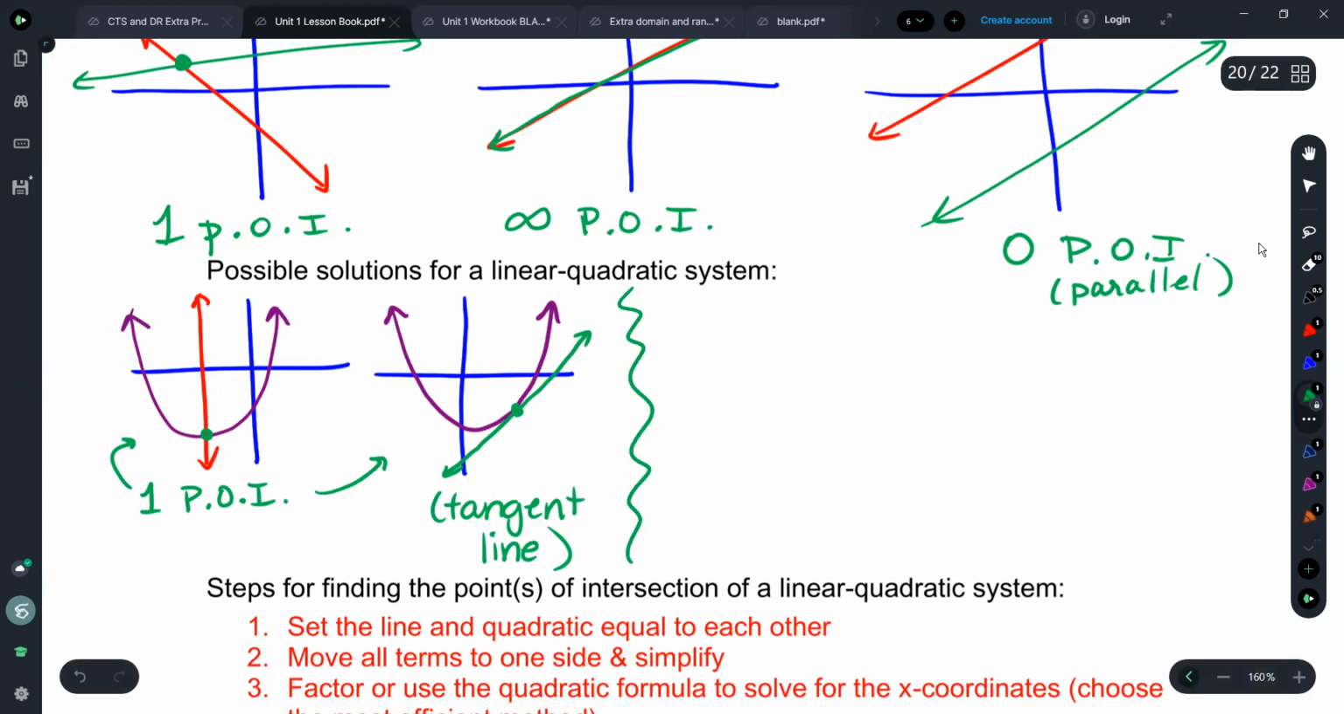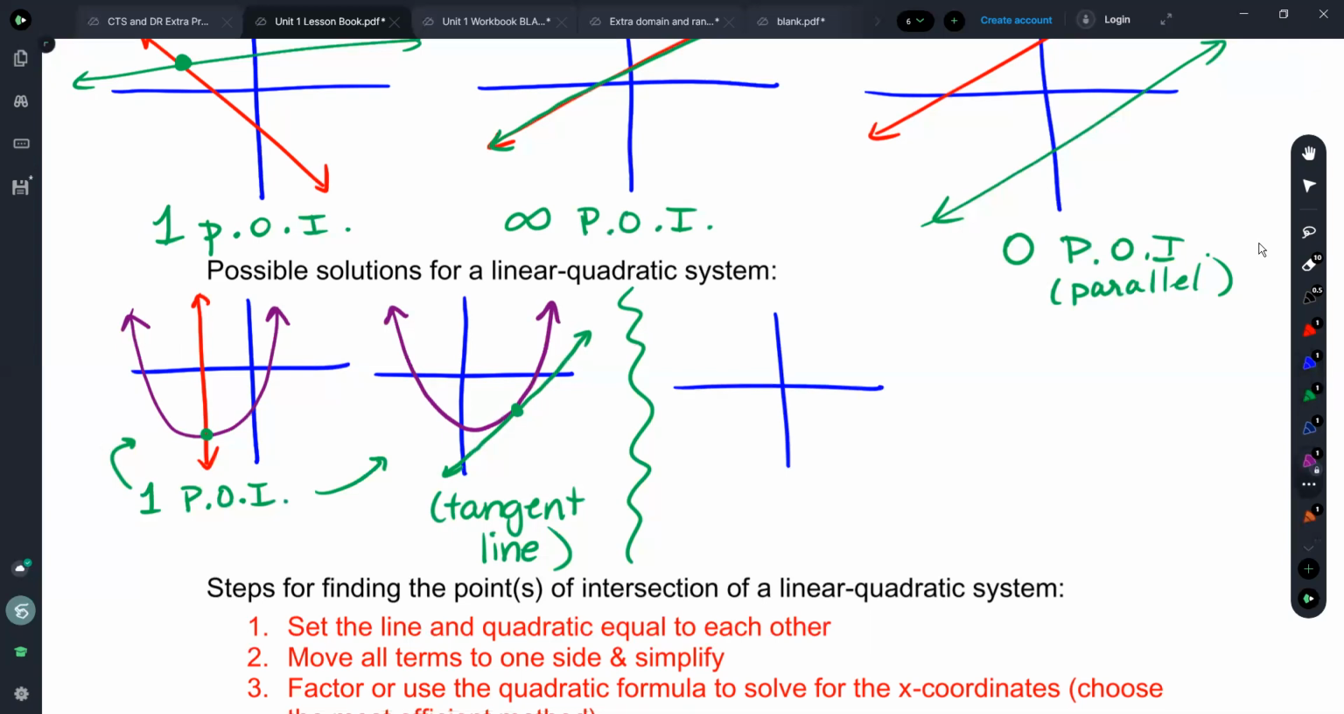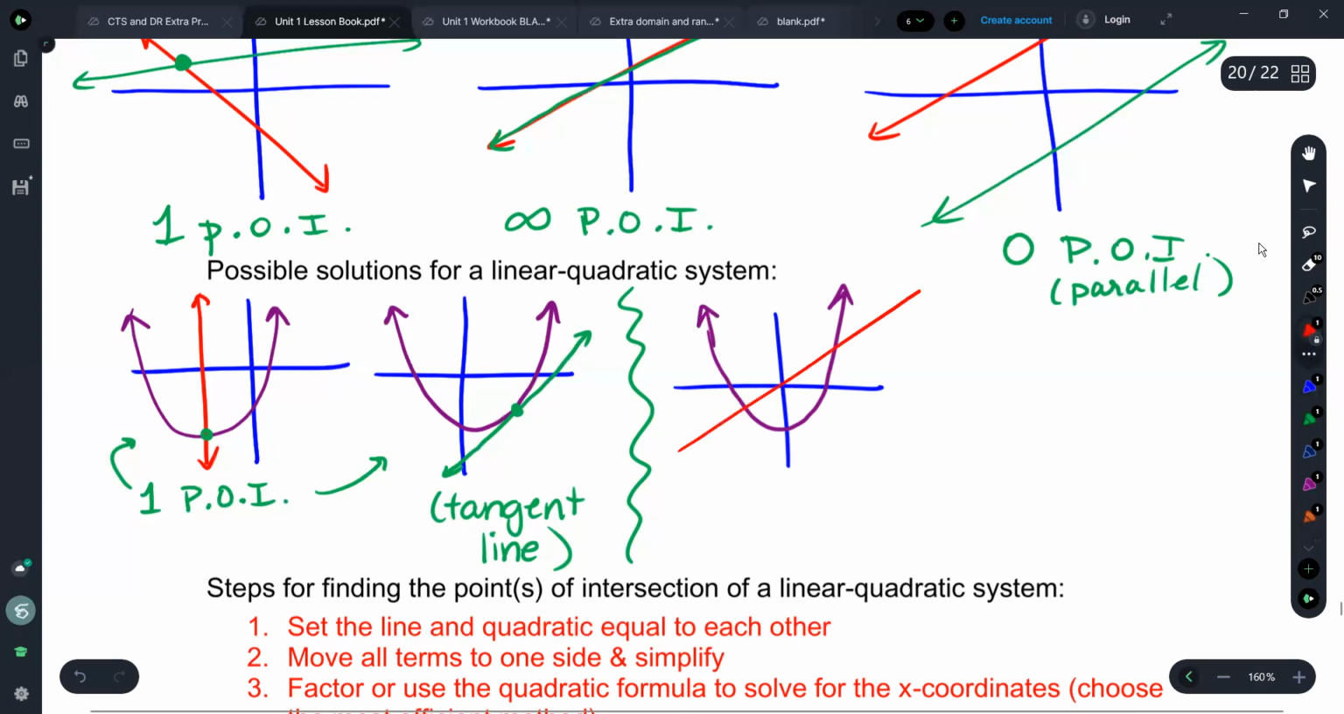What is another option that we could have? Maya. Okay, or it doesn't even necessarily have to be parallel. It could really just be any line, right? So this is probably the most likely scenario, that we would have a line just cutting through our quadratic. So 2 points of intersection in this case.